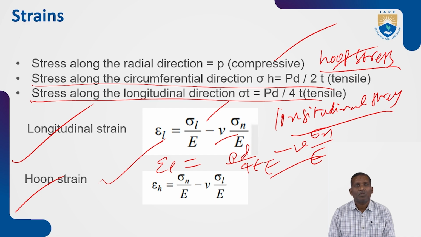Similarly, for the hoop strain, substitute the above values and we will get the hoop strain. So like this, you need to analyze the stresses induced in the thin cylindrical shells and then the strains.